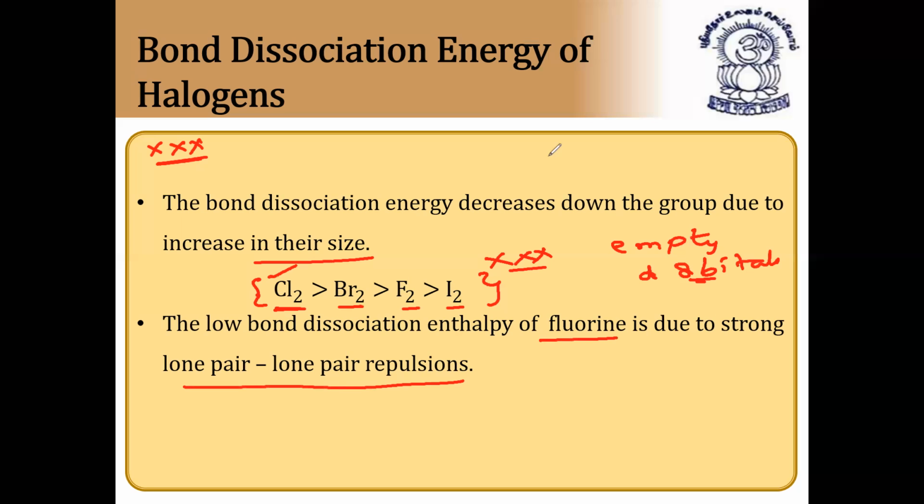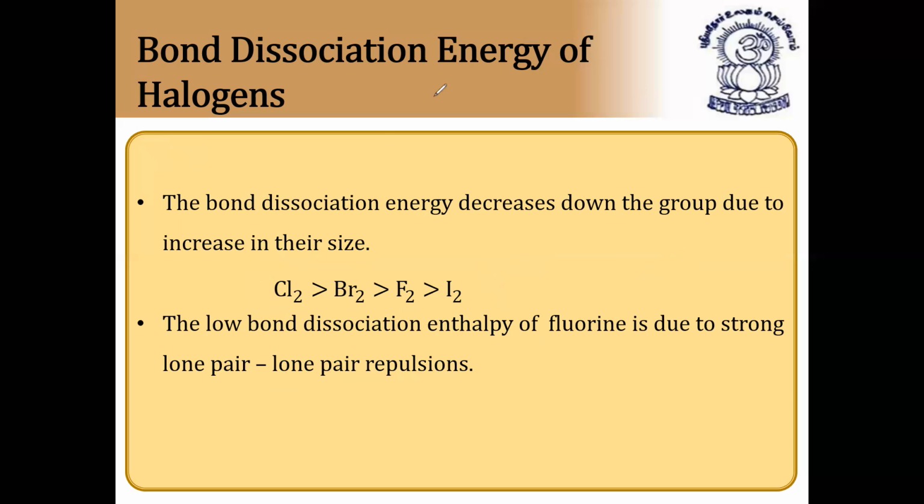So I hope it's clear. Not only this, one more reason is also there. This order is very, very important, so please note it down in your classwork. Definitely they will ask it in the examination. So the bond dissociation enthalpy order of halogens is as follows: chlorine greater than bromine, greater than fluorine, greater than iodine.